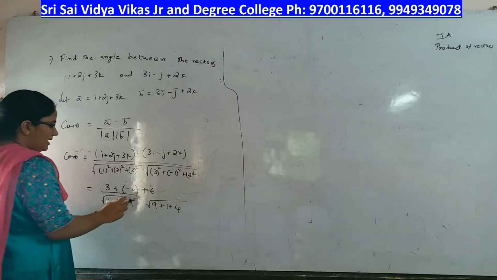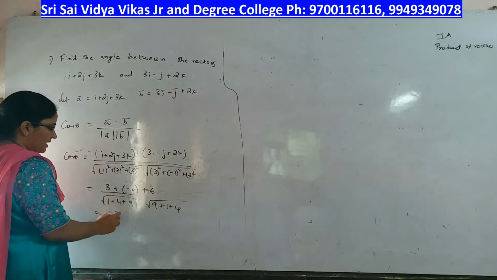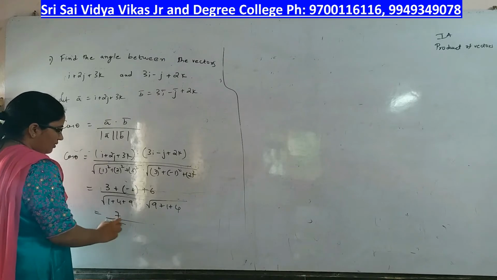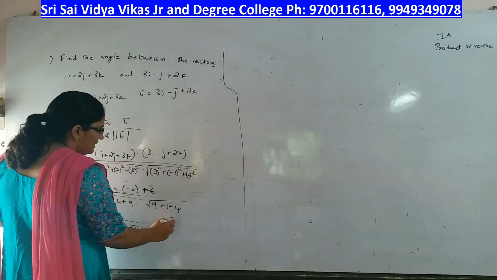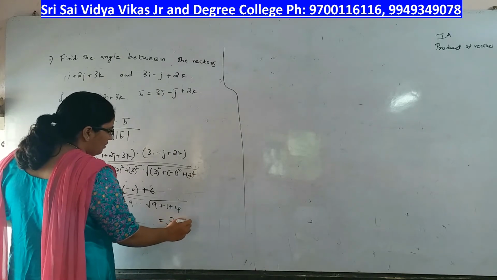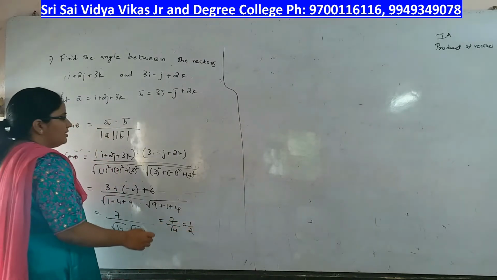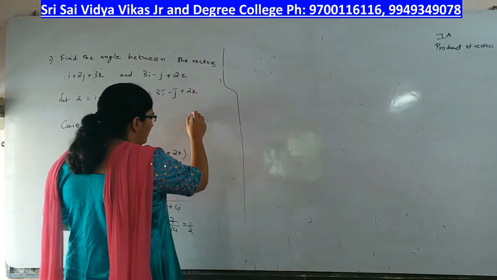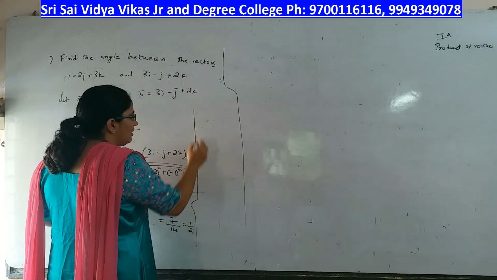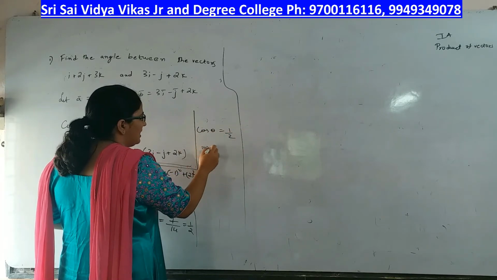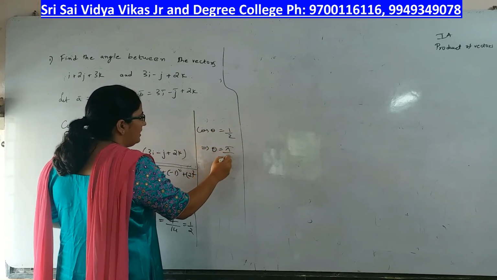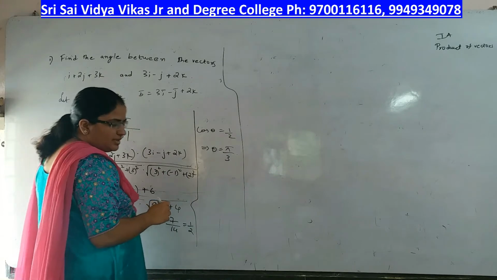So this is nothing but 6 plus 3, 9 minus 2, 7 by root 14 into root 14, is equal to 7 by 14, which is equal to 1 by 2. So cos theta is equal to 1 by 2. This implies theta is equal to pi by 3. That is the first question.